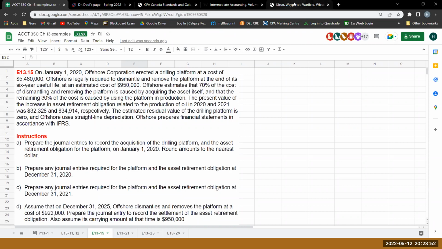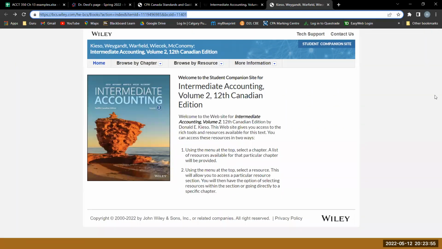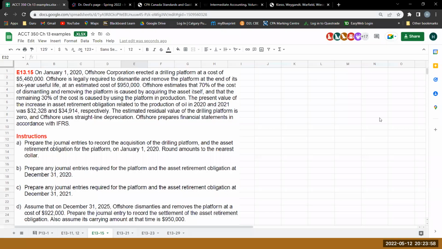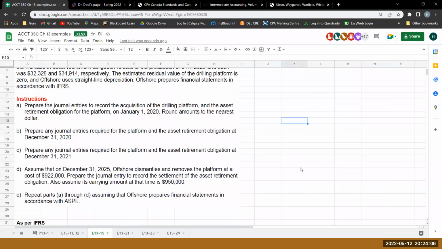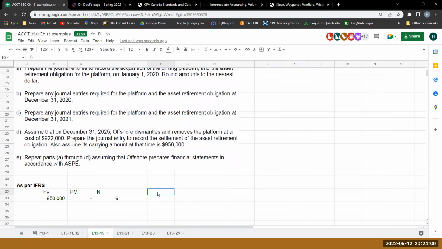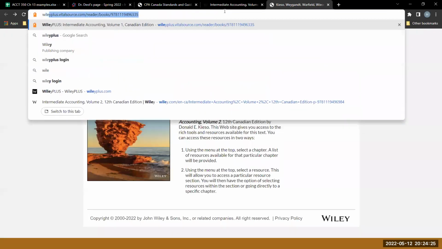That is weird. There's no discount rate given? You know what, this 950, we have to calculate a present value for it, right? So when we're calculating present value, we need an I by Y. That is really weird. They have not given us an I by Y. Okay, I'm just going to log into Wiley Plus, okay? Maybe I missed something when I copied the question.